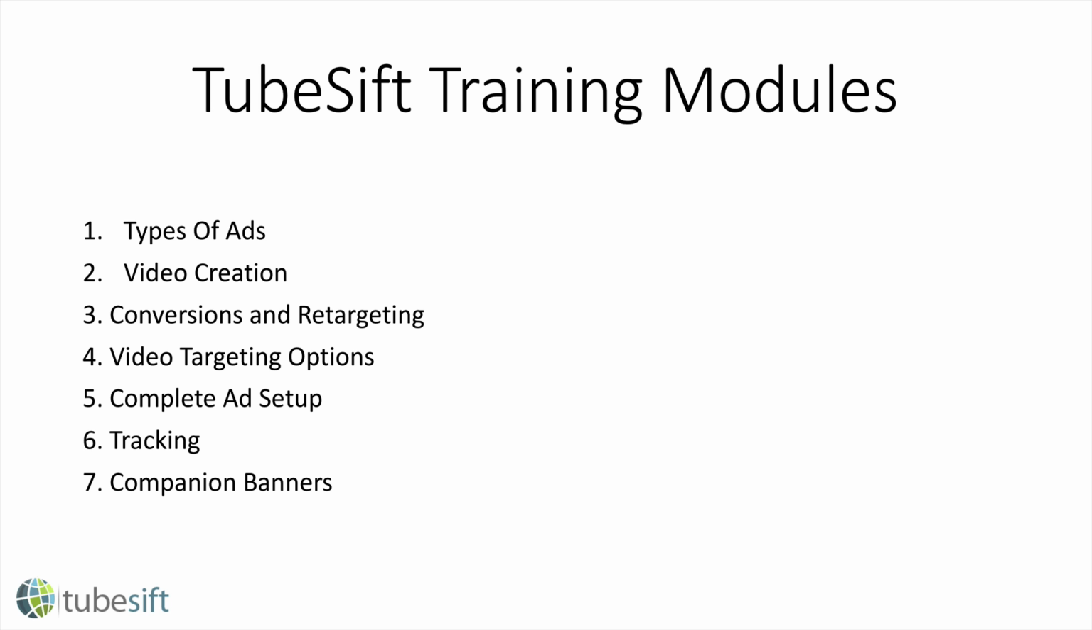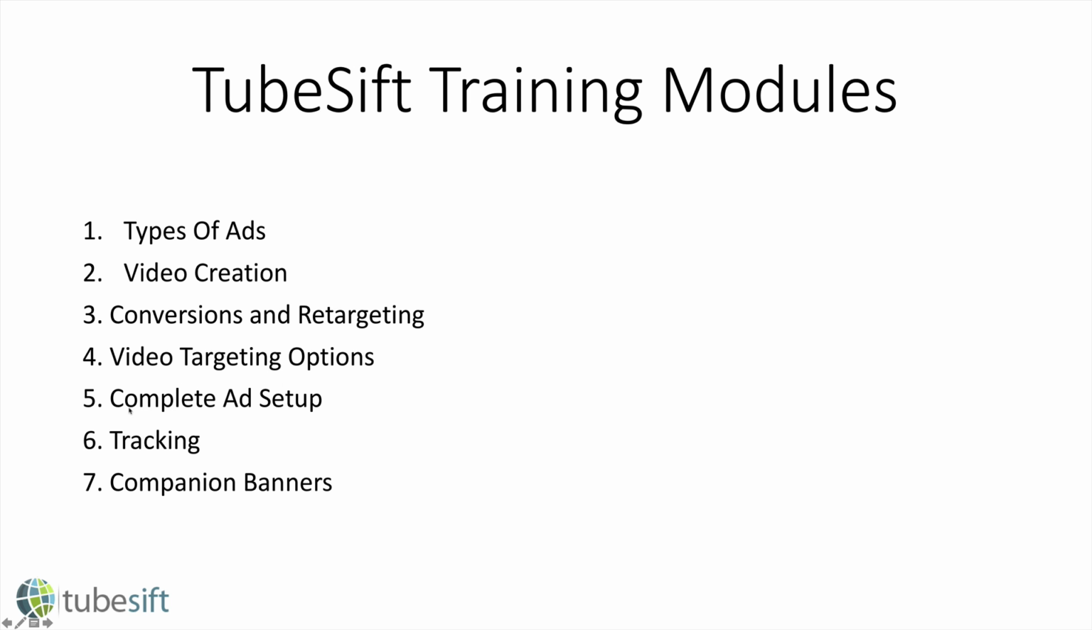That's very important. Then I've got the video targeting option. So obviously TubeSift allows you to do placements and keywords. I'm going to break those down a little bit more, but I'm also going to break down the additional targeting options that are available in AdWords for video, or Google Ads is actually what it's called now. So that's all the video targeting options.